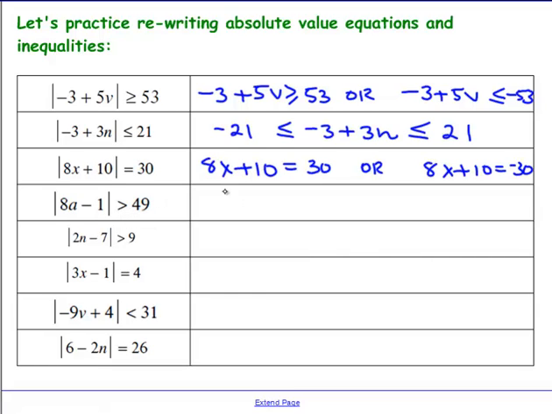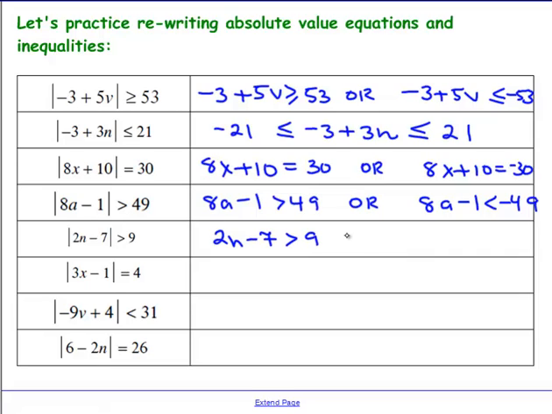This is an OR problem. So 8a minus 1 is either greater than 49 or it could be less than negative 49. This is again an OR problem. 2n minus 7 can either be bigger than 9 or smaller than negative 9.